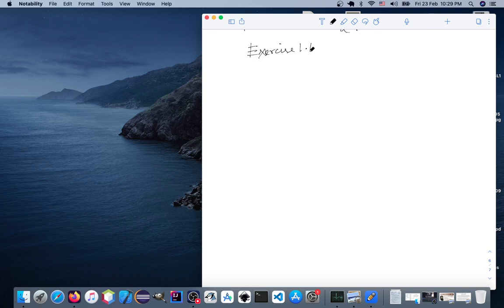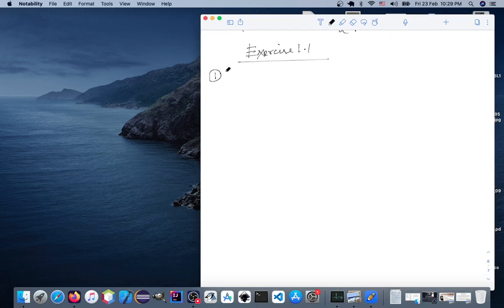Now let's try to do exercise 1.1 questions. It says, is 0 a rational number?